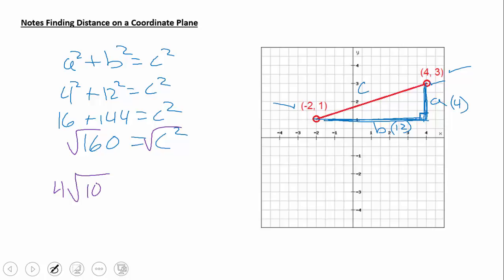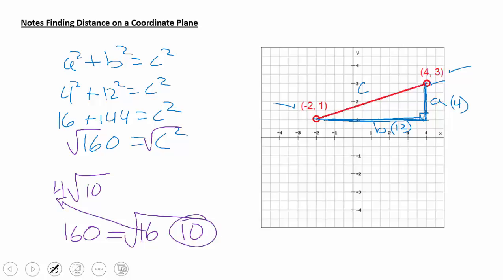Because what I did is I took 160 and I broke that up into 16 times 10. And then what I did is I took the square root of 16 and got 4. And that leaves me with an unperfect square of 10. So I'm given this simplified radical, 4 times the square root of 10. And yes, that is something you will see next year in algebra.